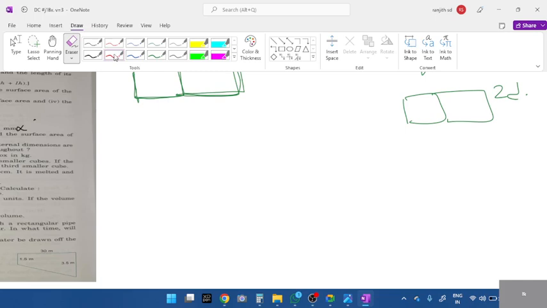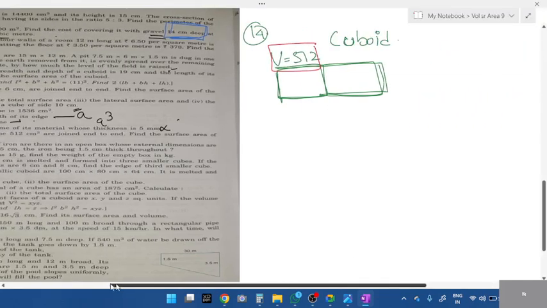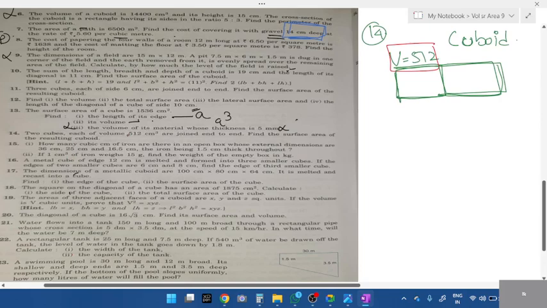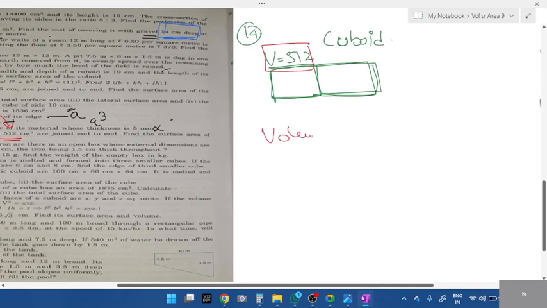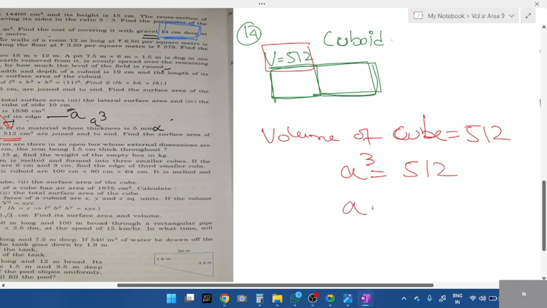Now I'll tell you the logic. What is this volume? Volume of what is given? Cube or cuboid? 14th question. All of you will respond. This 512 is the volume of a cube or cuboid? What is mentioned? Cube. Volume of cube is equal to 512. Volume of cube is given, right? What is the volume formula? A cube is equal to 512. A is equal to the cube root of 512. What is the cube root of 512?